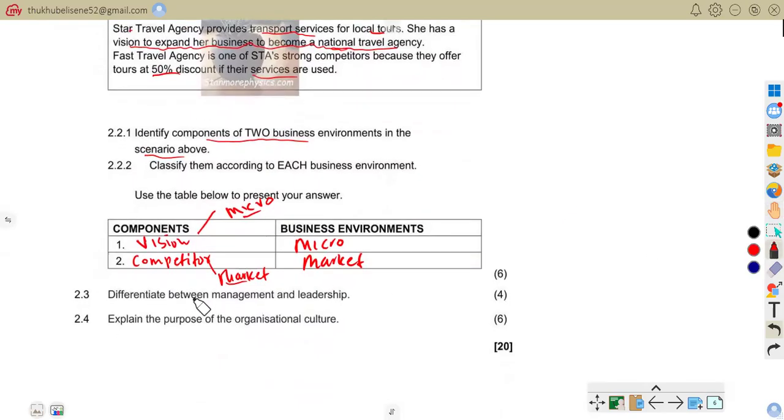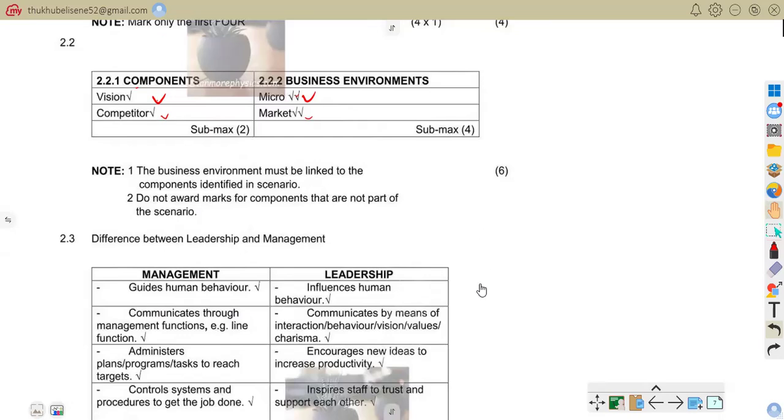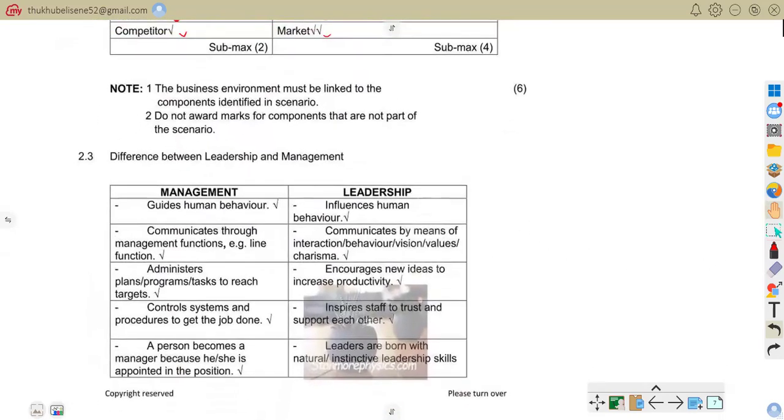2.3 reads as follows: differentiate between management and leadership. So now let us go straight to the answers. Here on 2.3 we have management and leadership. Management guides behavior through formal authority. For example, a manager instructs staff to follow company procedures. That is always in guiding behavior.